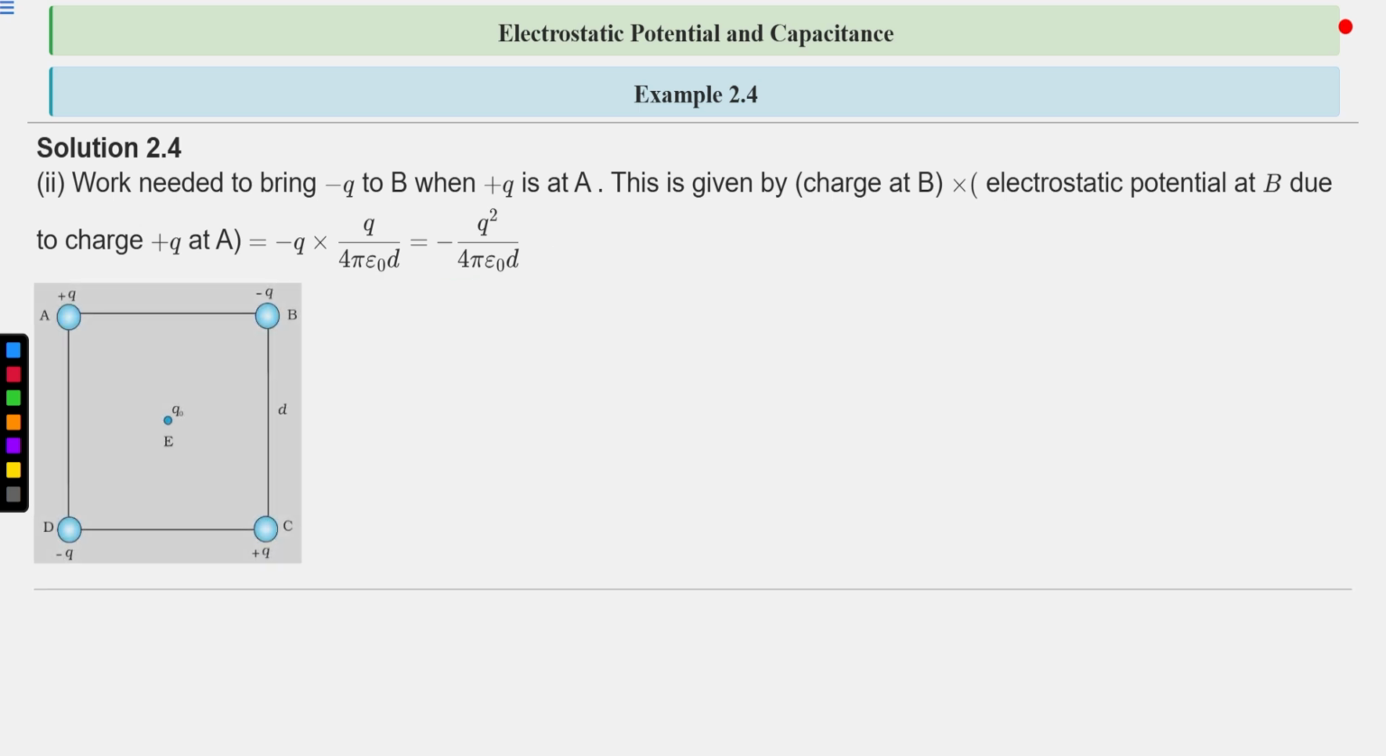Now, again this diagram. This charge is present here. The potential of this charge at this point times the charge minus Q is the work done to bring this minus Q charge to this point.